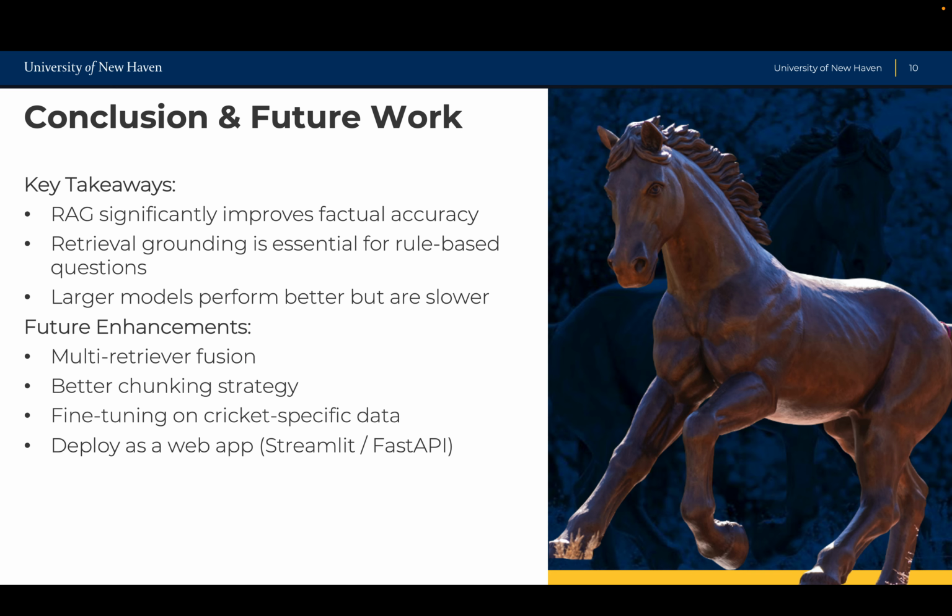So the takeaway or conclusion is that RAG dramatically improves accuracy for rule-based reasoning. Retrieval grounding is essential for long legal documents like our knowledge base. Larger models give better accuracy, but at the cost of speed.